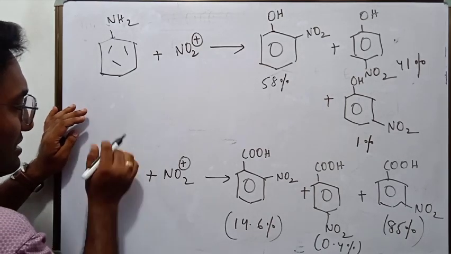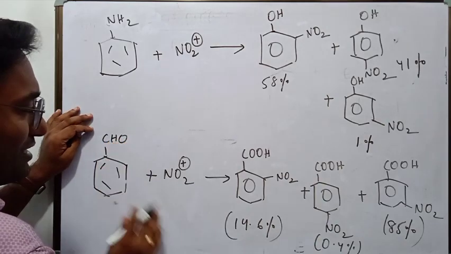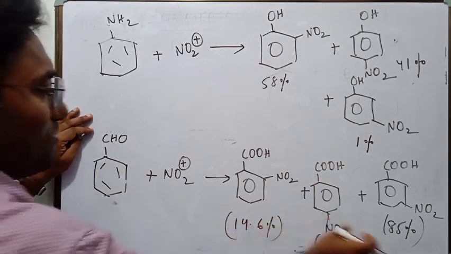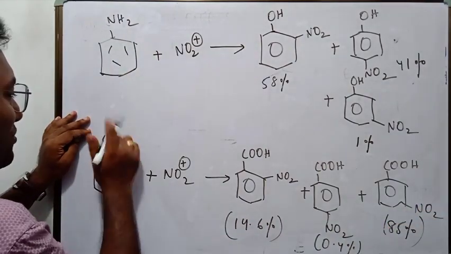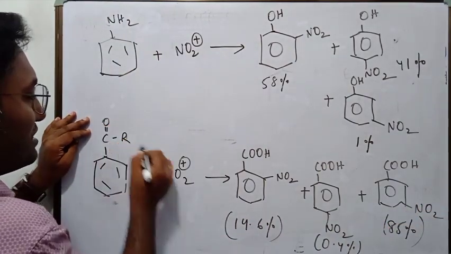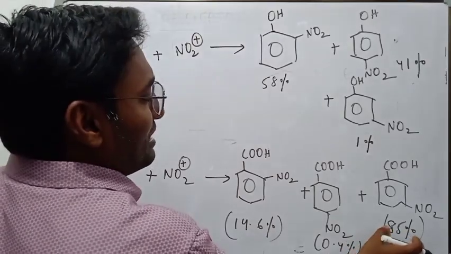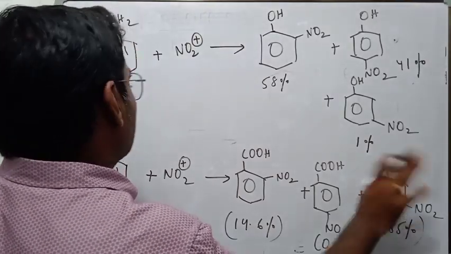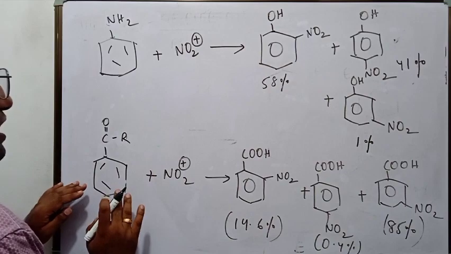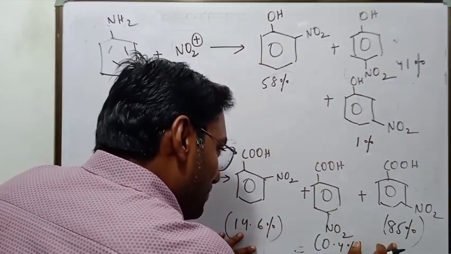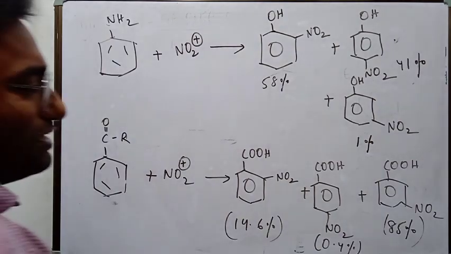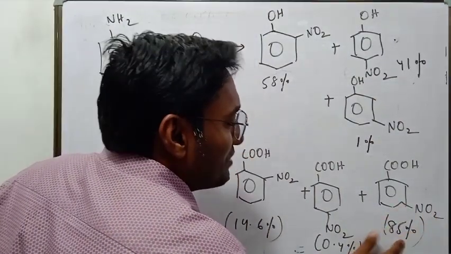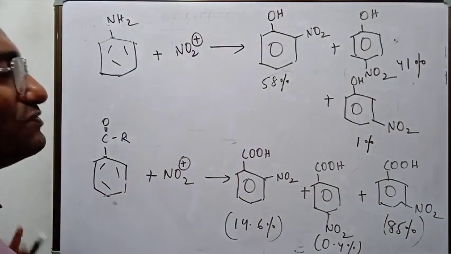Same behavior is seen if I am taking an aldehyde. Meta isomer will be formed as the major product. If I am taking a ketone, I am seeing the same output. Meta product will be the major product. So the major product is actually decided by what? That is the question. What decides which product will be major?